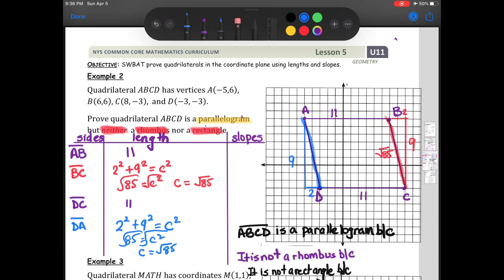But how do we show it is not a rhombus? Rhombus, what do you know? In a rhombus, all sides are congruent. Are all the sides congruent? No, they're not all congruent. So we can show that it is not a rhombus.